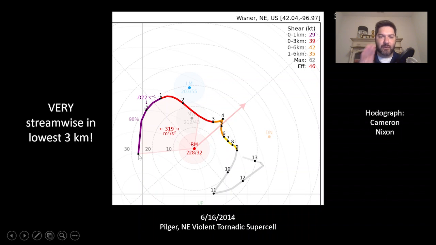So that's the direction of your fingers. And then your thumb would be pointed to the left of that. That's the direction of your vorticity vector off to the left. Your storm relative flow is actually parallel to that vorticity vector. And that's true pretty much through the lowest, say, 2 or 3 kilometers. So it's very, very streamwise in the lowest 3 kilometers. And indeed, actually, it's pretty streamwise as you go up as well. So that's obviously very good for tornadoes.